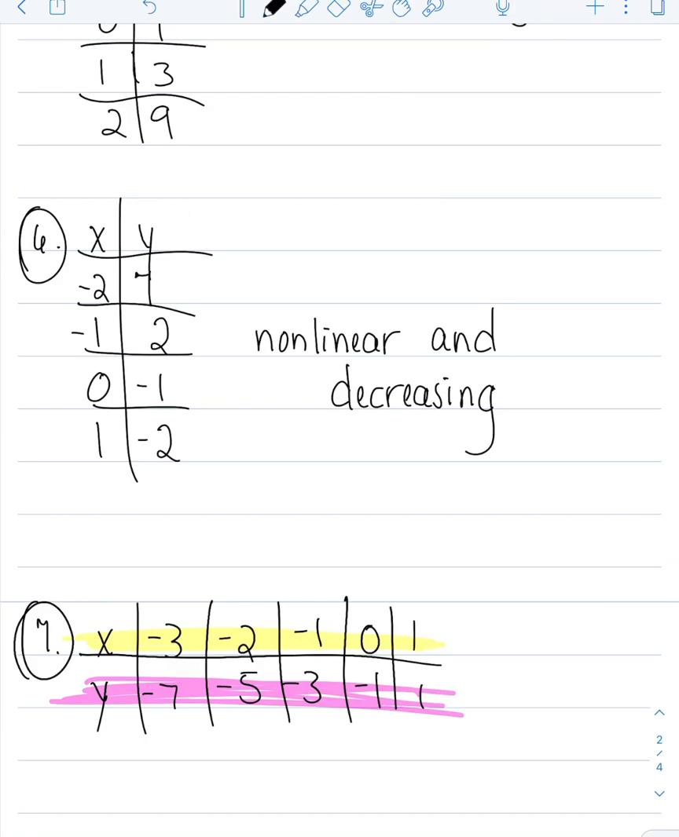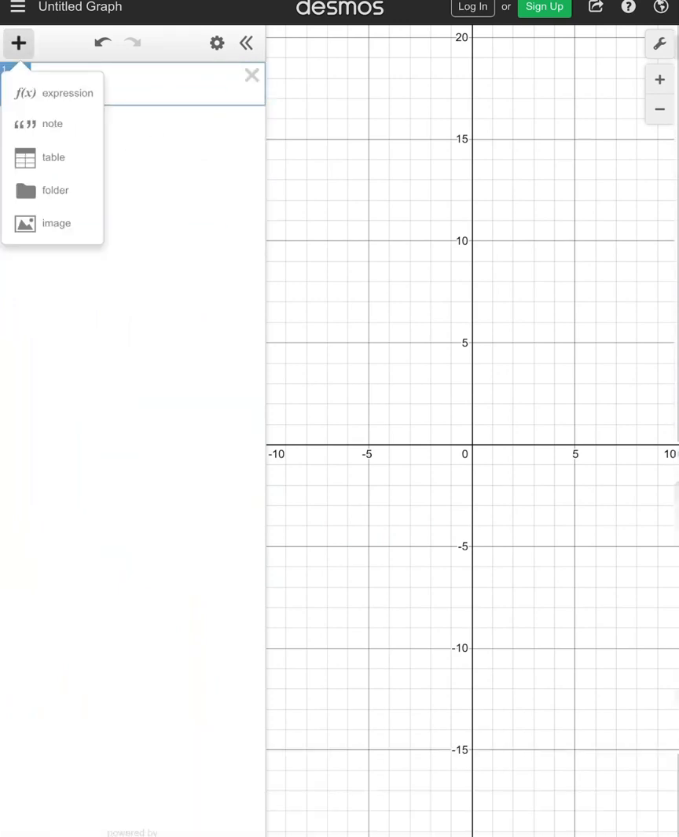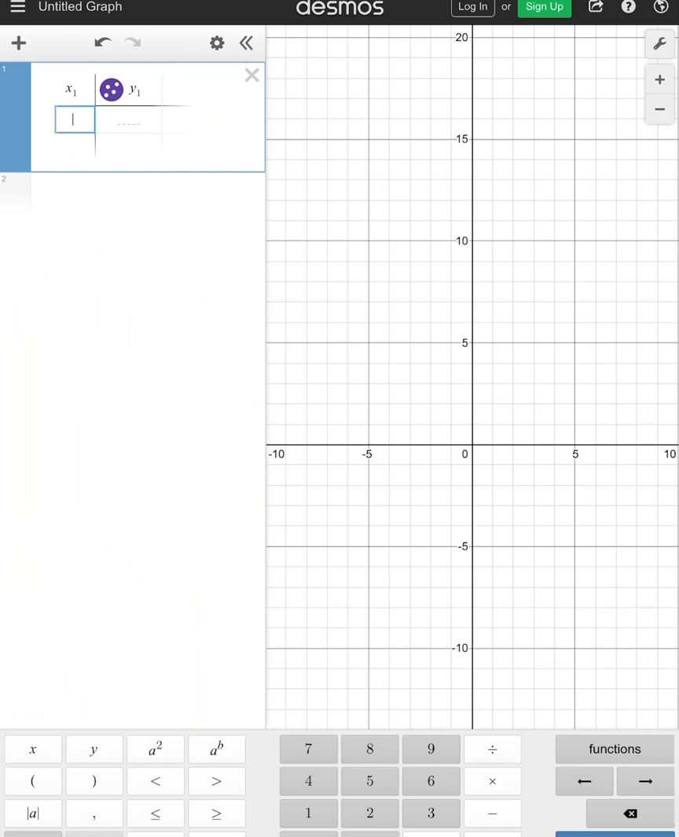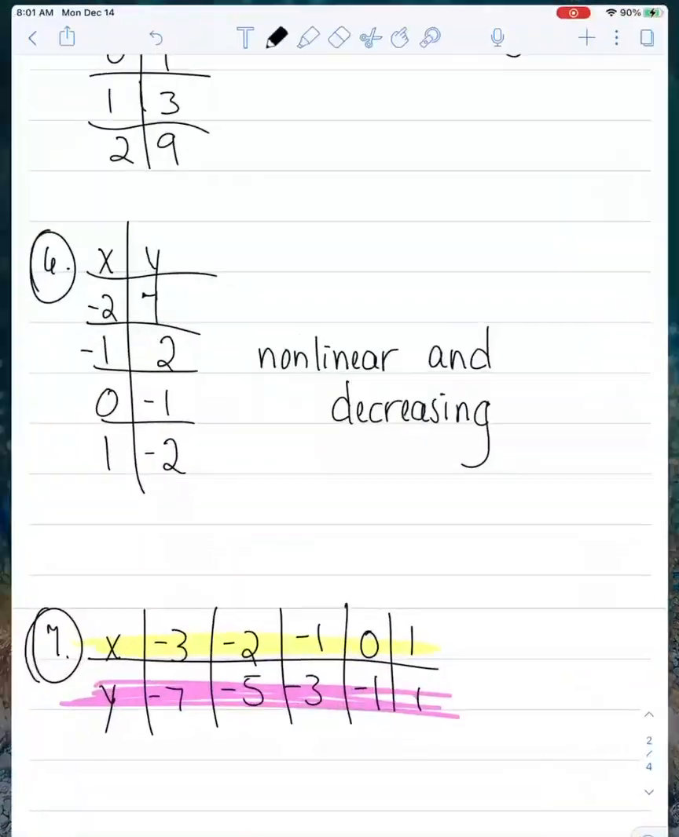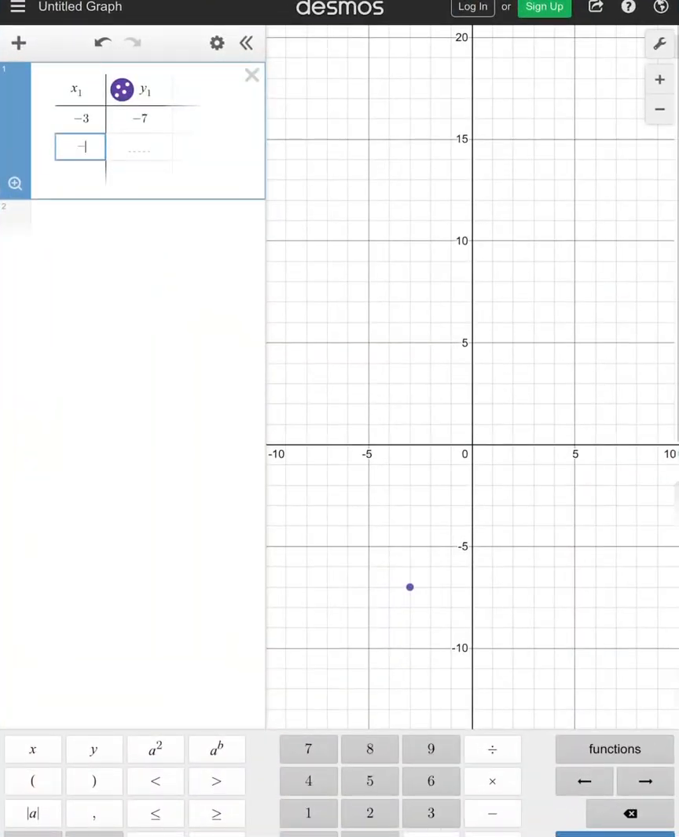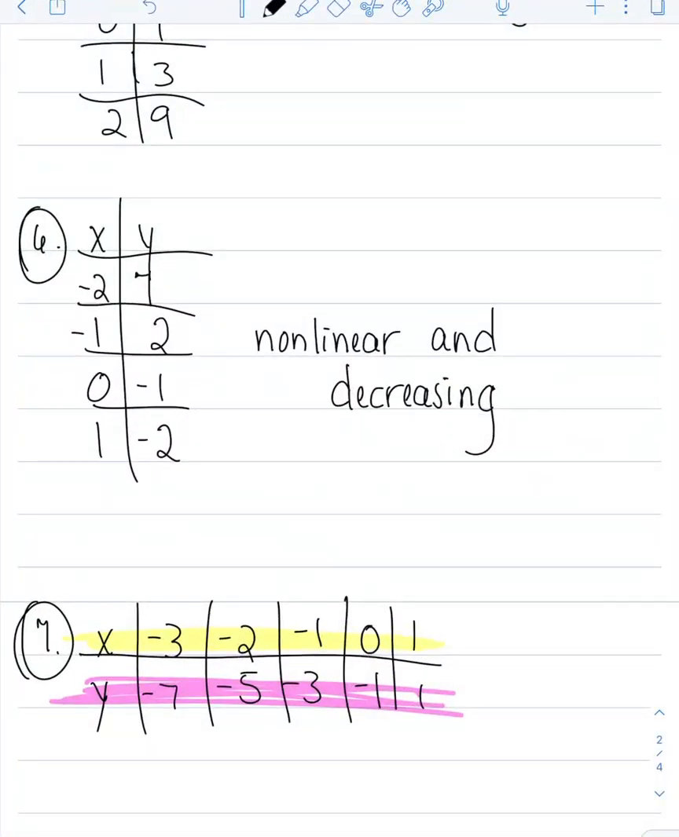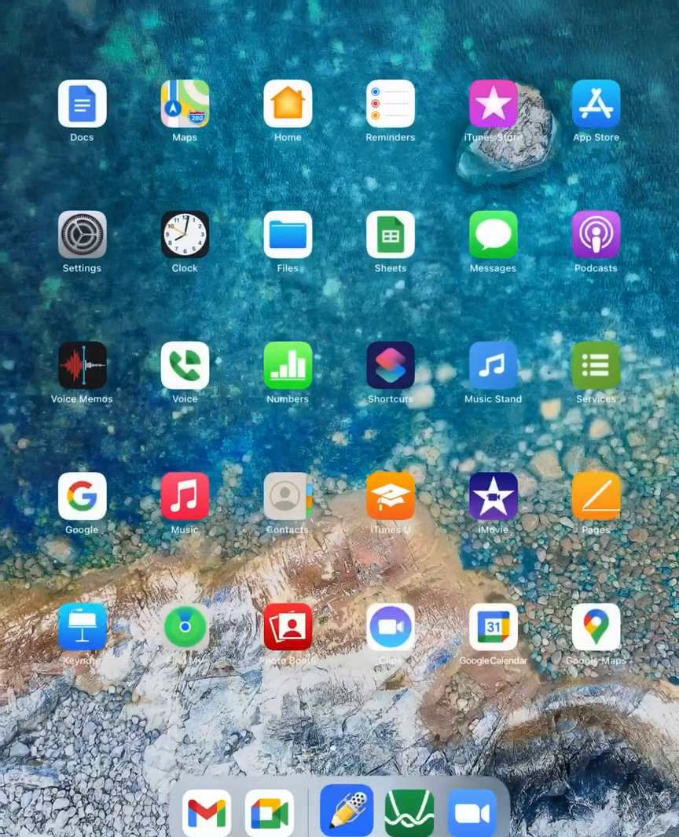Okay? So let's go back. The first point is -3, -7. So let's create our table. Add table. The first point is -3, -7. See, even though I give it to you up and down or side to side, I want you to type it in this way. The next point is -2, -5, enter. And I'm going to keep going back on this one because I want to make sure you get it right. The next point is -1, -3.